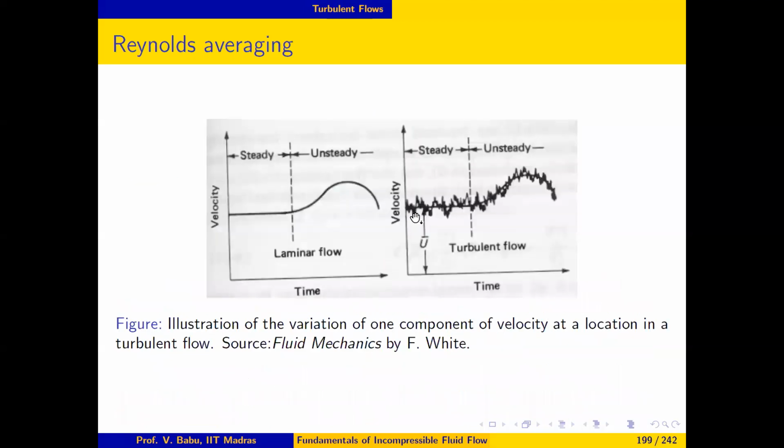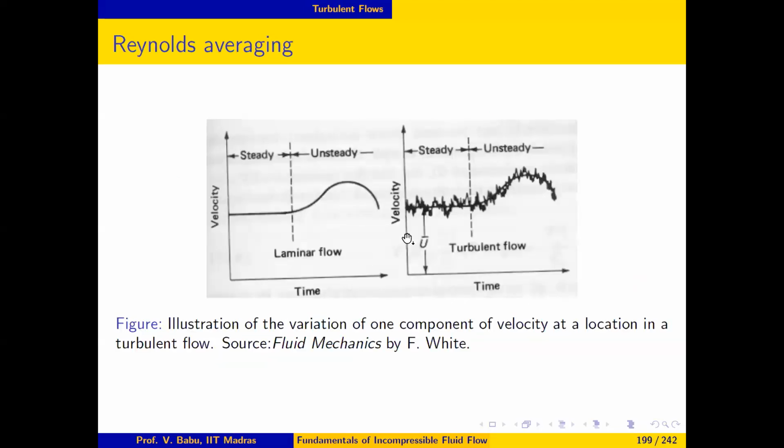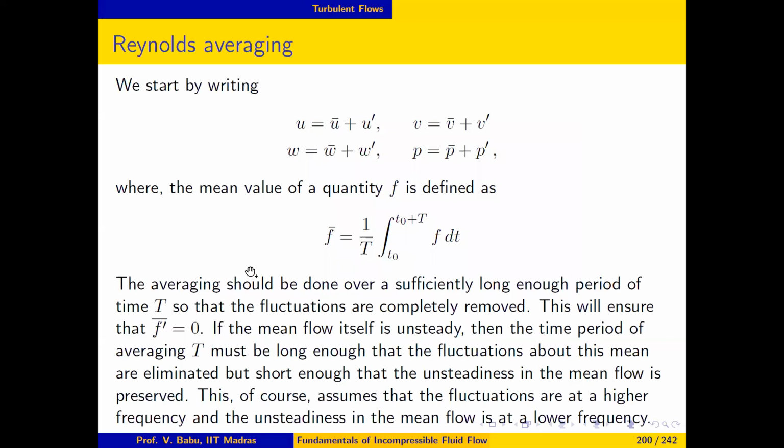Now, if the mean flow itself is unsteady, as it is over here, this averaging is done in such a way that this T is long enough that the high frequency fluctuations are removed, but it still leaves these low frequency oscillations intact, so that if the mean flow is unsteady with time, that can still be captured. So the important point is that the fluctuations are assumed to be at a higher frequency, and the unsteadiness in the mean flow is at a lower frequency.